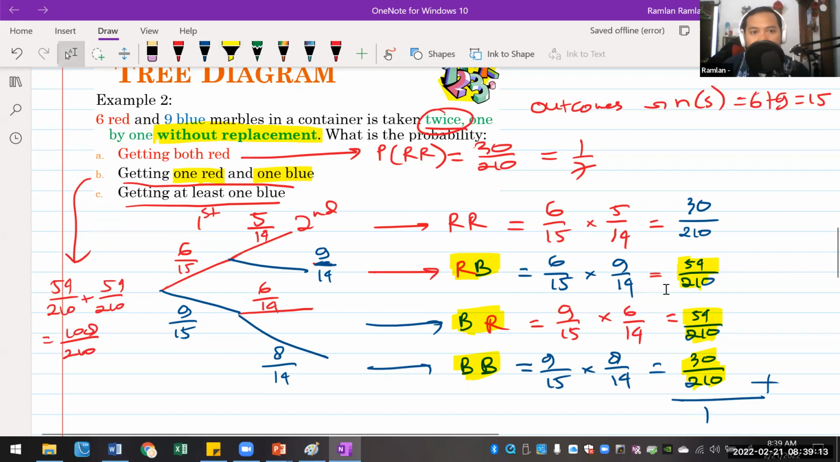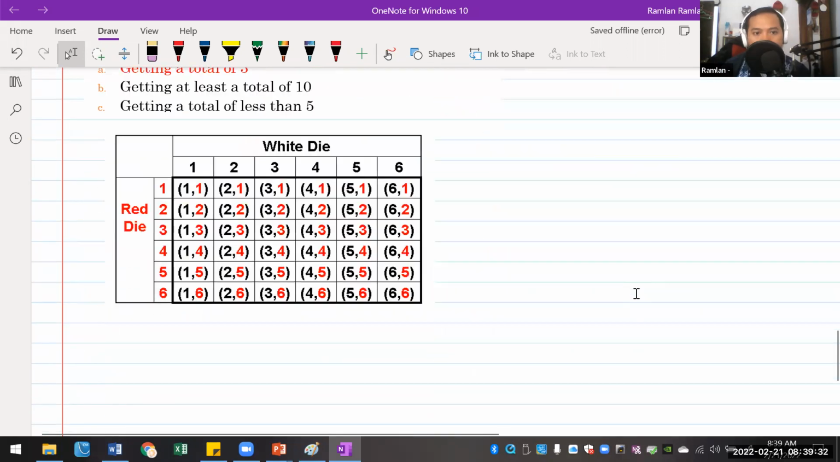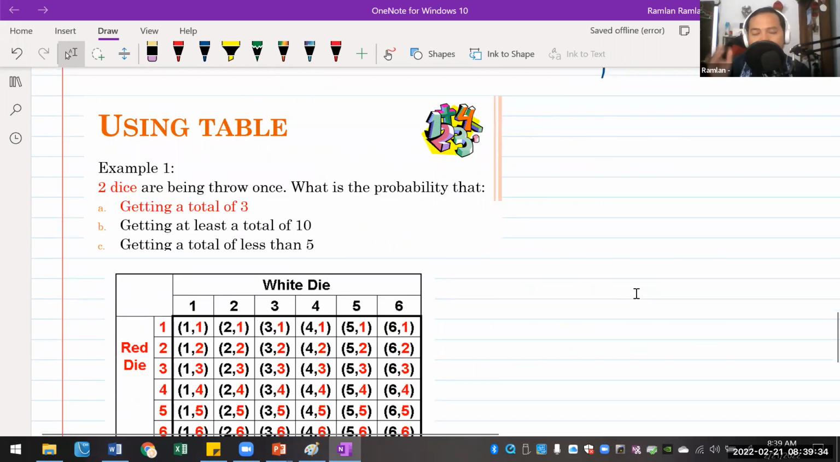Okay, the last one is the table. Sometimes if we make a tree diagram, we get plenty of branches, right? So instead of making a tree diagram, we can make a table. For example, this. Okay, so I'm going to illustrate for you why it's not a good idea to make this into a tree diagram, for example.